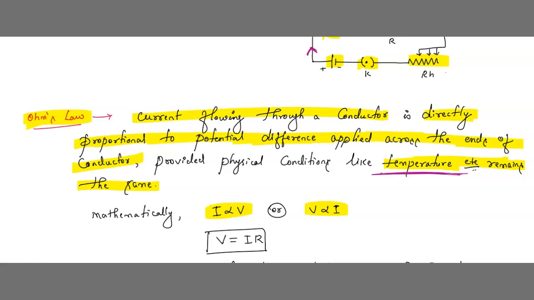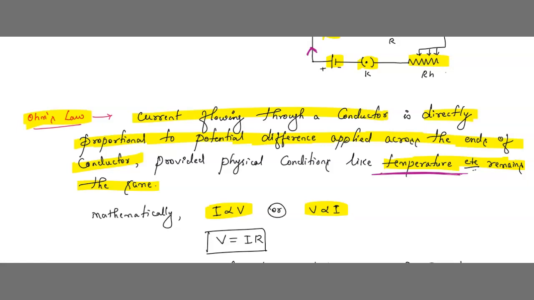What is Ohm's law? Current flowing through the conductor is directly proportional to the potential difference applied across the ends of the conductor, by maintaining some physical conditions like temperature constant. So mathematically we can say I is directly proportional to V, or V is directly proportional to I.